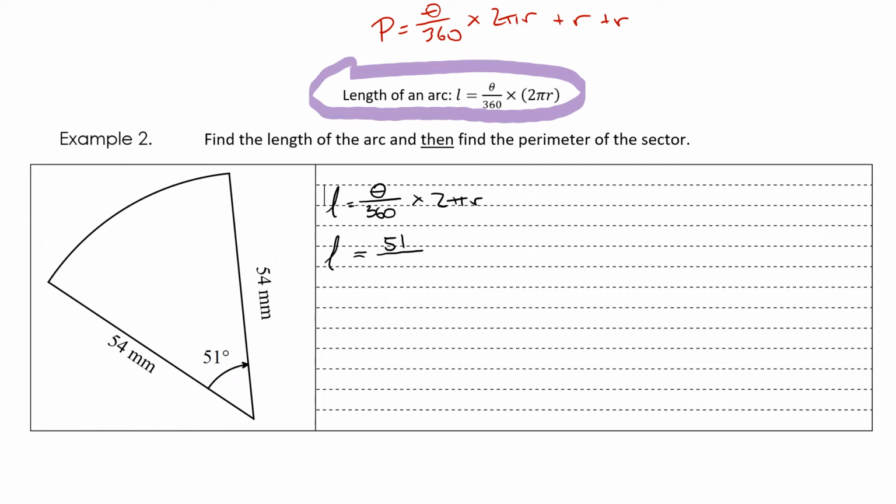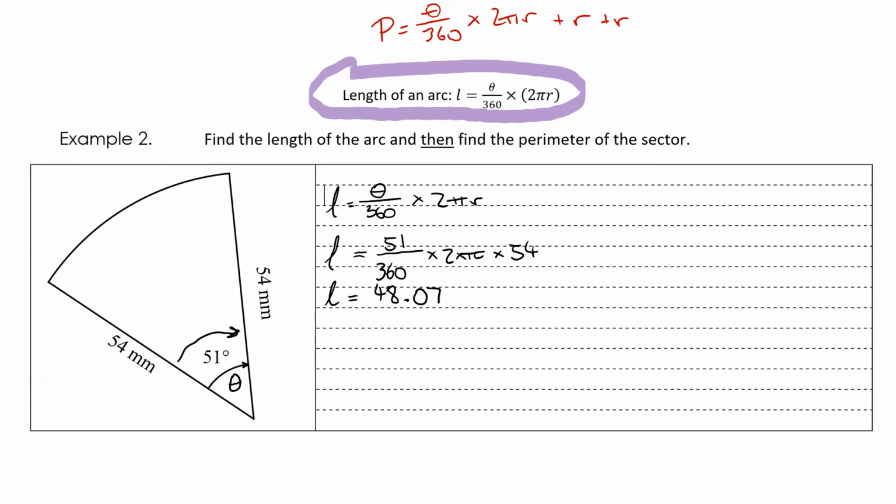So theta is our angle here. This is our theta, 51 over 360 times 2 times pi times our radius, which is 54. So in the calculator, we get the arc length equals 48.066, so we'll write 48.07. Okay, now we've found the arc length. The next thing I want us to do, then, is find the perimeter.